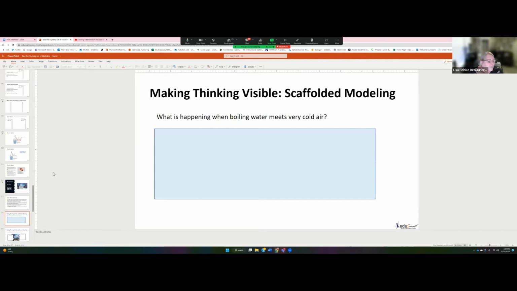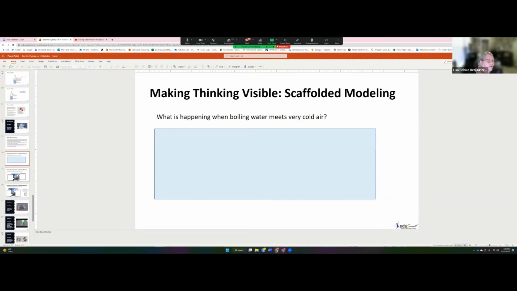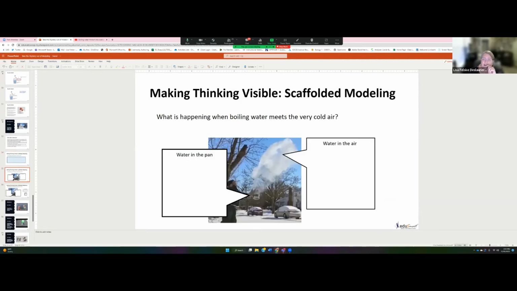Most kids are not going to be able to do that. And so I wanted to show you examples of how you could scaffold this. And you'll get a print copy of this too, along with these slides, but you'll have it all in one place if you wanted to print it out.